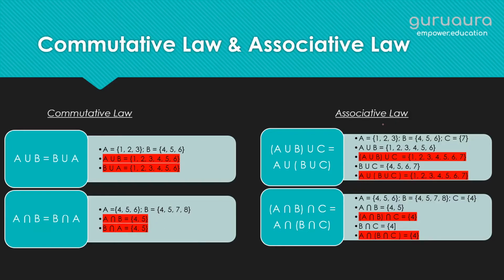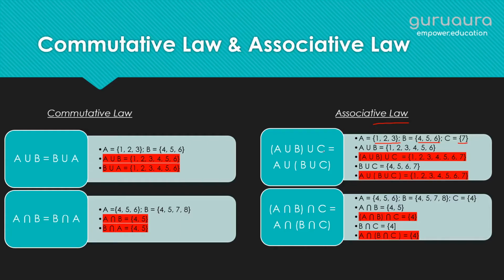Now let's see the associative law. The associative property for union and the associative property for intersection says that how the sets are grouped does not change the result. Let's check this with some examples. Here, let's consider the sets A, B and C. A contains the elements 1, 2 and 3, B contains the elements 4, 5 and 6 and C contains the element 7. Now, see the left hand side.